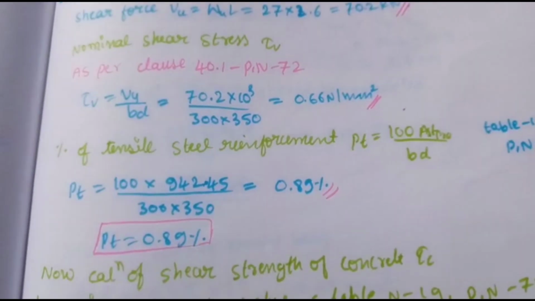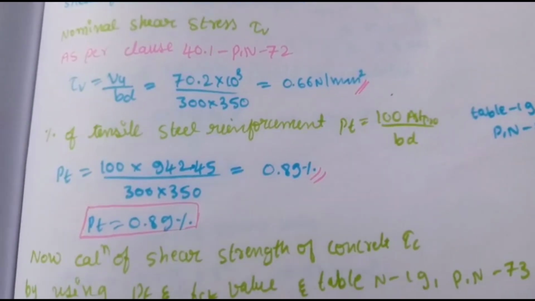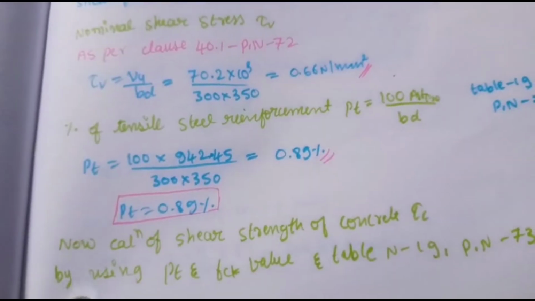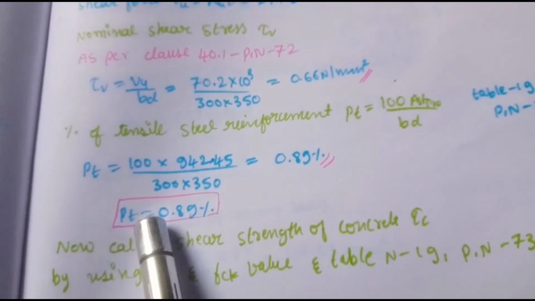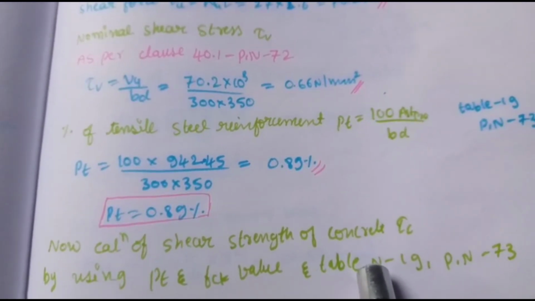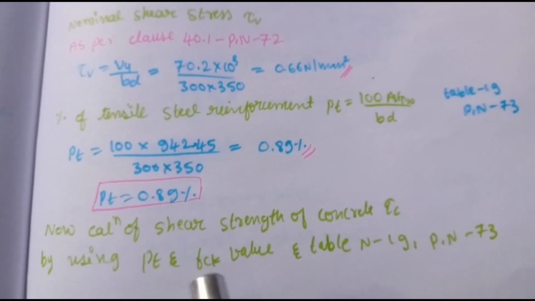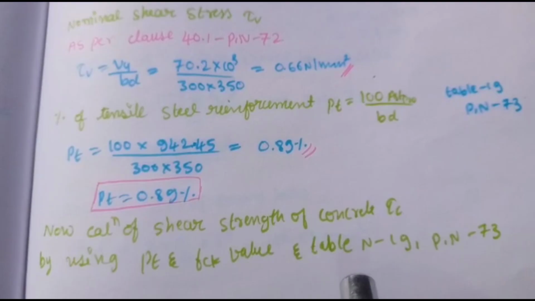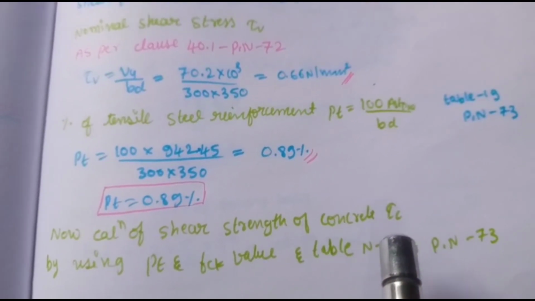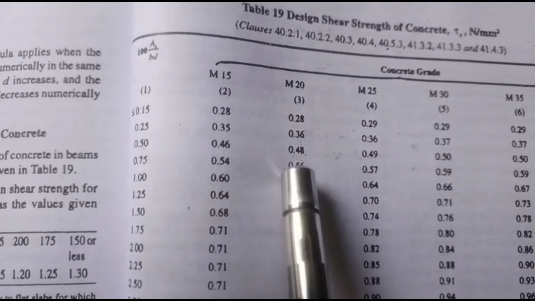So next we will go for the calculation of shear strength of concrete, that is denoted as tau C. For calculation of tau C, we use the value of PT, or percentage of tension steel reinforcement, and FCK. By using these two values and with the help of table number 19 we'll calculate the tau C value. By doing the interpolation method we need to calculate the tau C value. I will show how to do the interpolation. So this is table number 19.